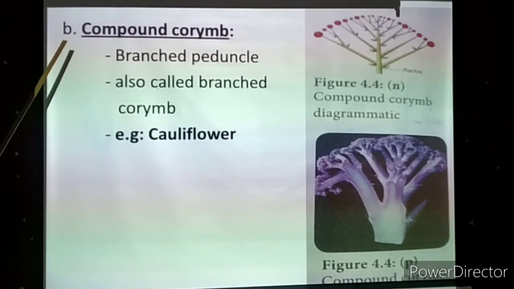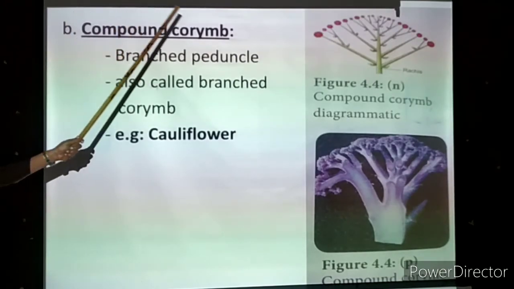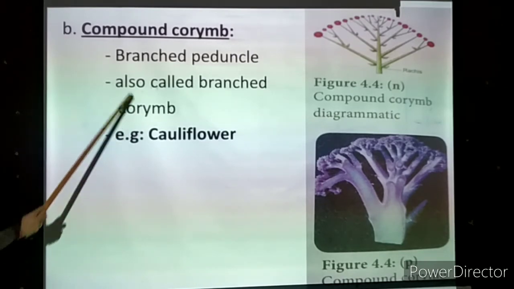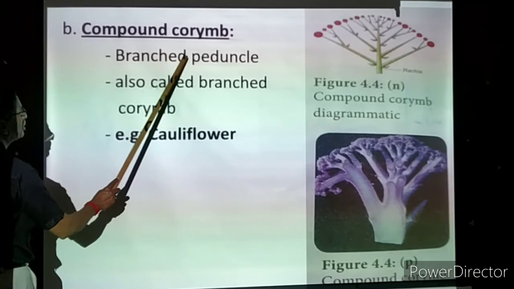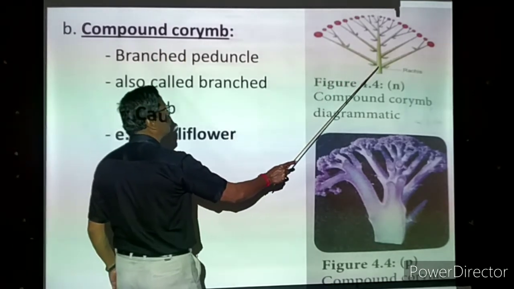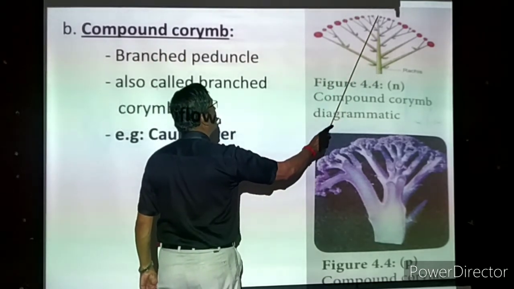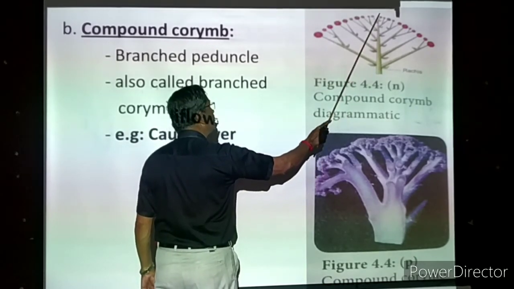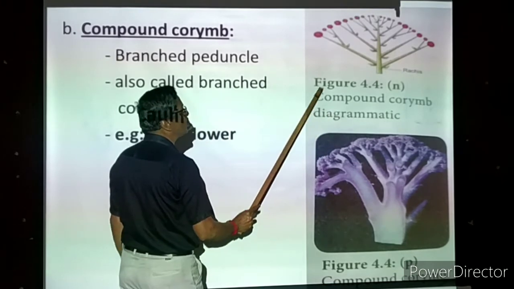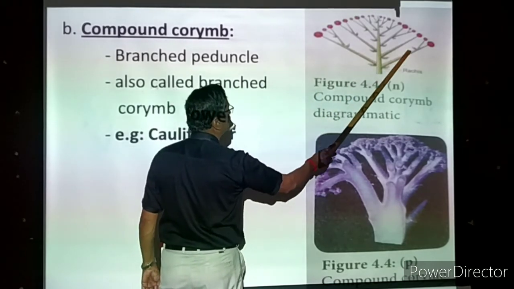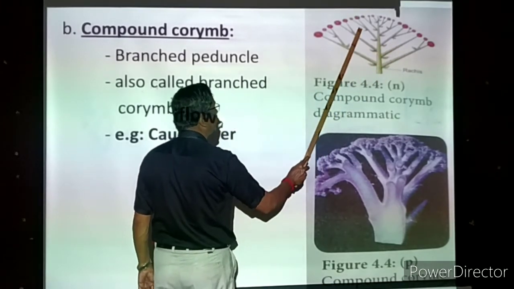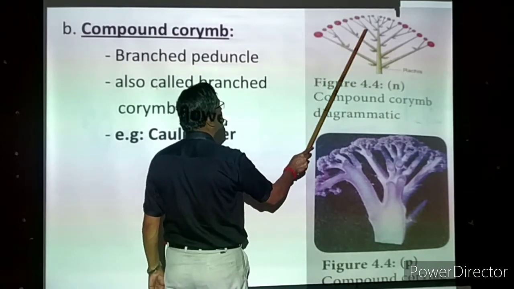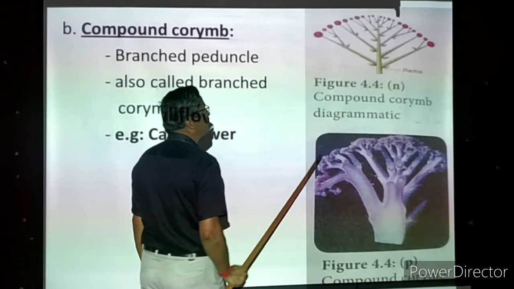Now we are coming to the second type, compound corymb. Previously corymb, now we are going to talk about compound corymb. Now the branched peduncle, this is the diagrammatic representation. This is the main peduncle, but it is growing slowly, and the tip is not having any flower. It is still growing, but the speed of growth is slow. But many branches are there. The branches are bearing the flowers.